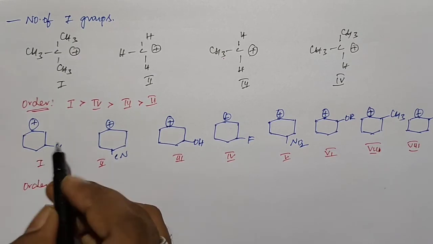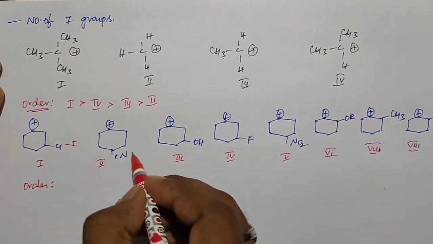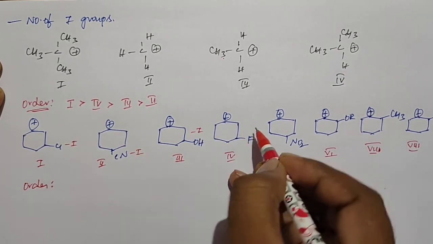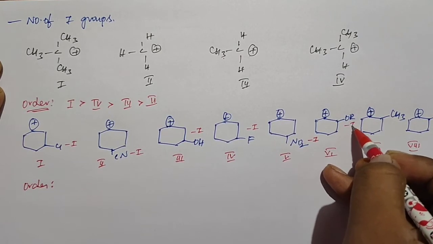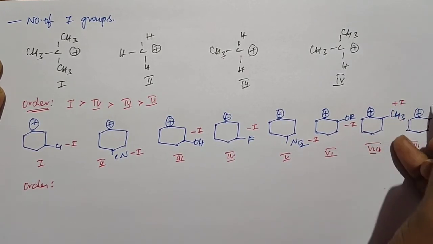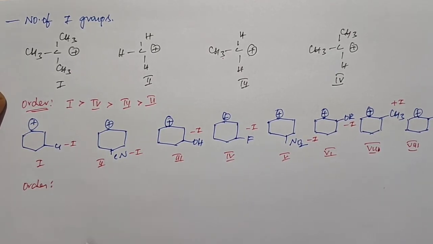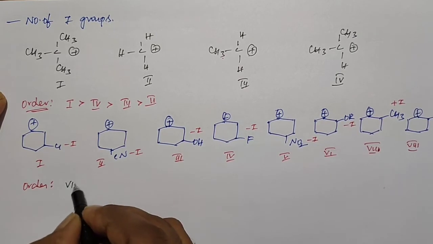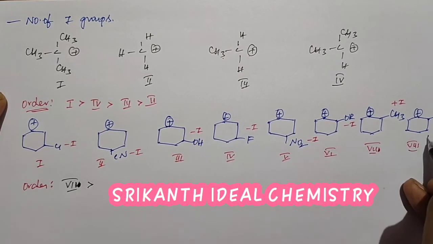So when observed, chlorine is a minus I group. Cyano minus I, OH minus I, fluorine minus I, NO2 minus I, alkoxy minus I, CH3 plus I, and hydrogen is not. So you know very well the plus I groups increase the stability of carbocations. So based on this, the seventh one is the highly stable carbocation. After that, the reference structure.